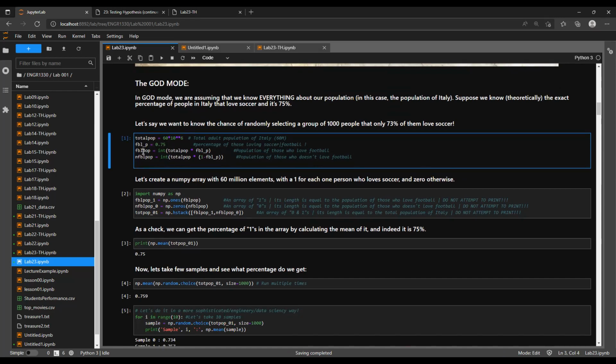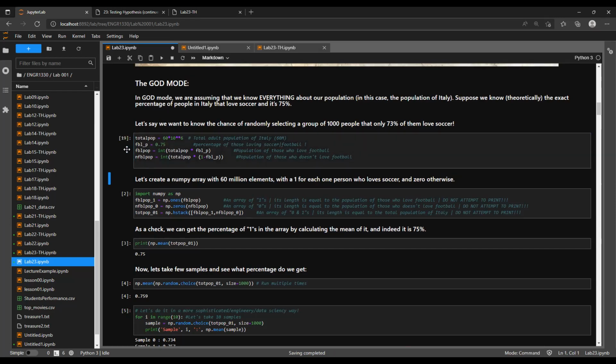And here we would have the actual number of people who love it. And here would be the population who don't. So the population of everybody who loves soccer plus the population of everybody who doesn't love soccer should be everybody, because we're not allowing any fence sitters. Okay, we've got all that.